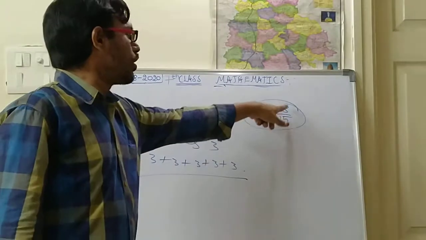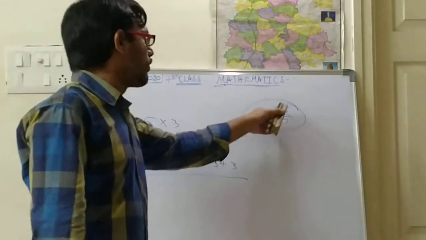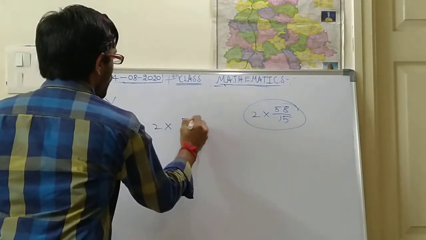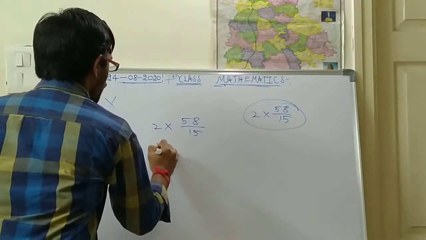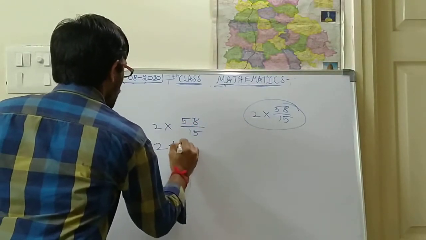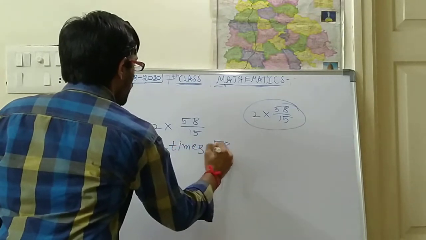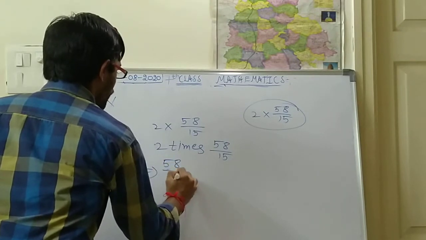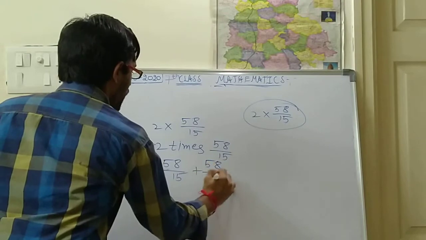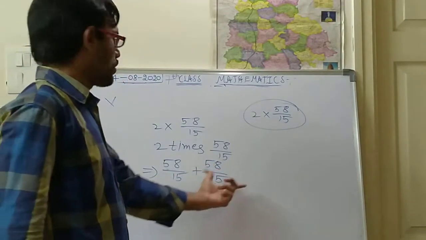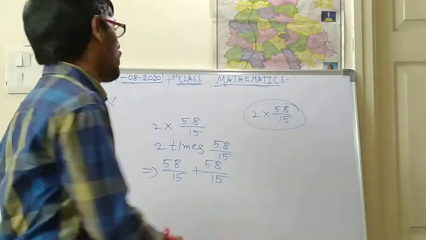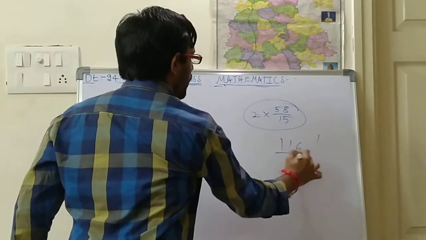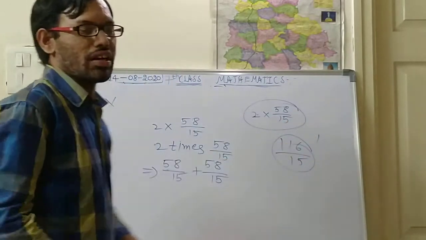Here also 2 into 58 by 15 means the same thing, children. The same you have to apply. 2 into 58 by 15 means 2 times 58 by 15. That means 58 by 15 plus 58 by 15. If you do this addition, you will get the same answer. What is the answer? 2 into 8 is 16. 2 5 10 plus 1 is 11. 116 by 15. So you got this result in the previous problem.